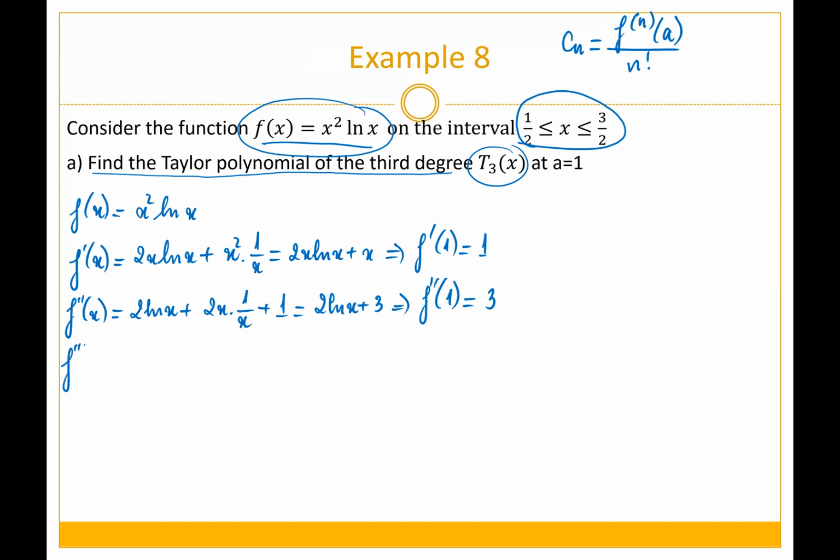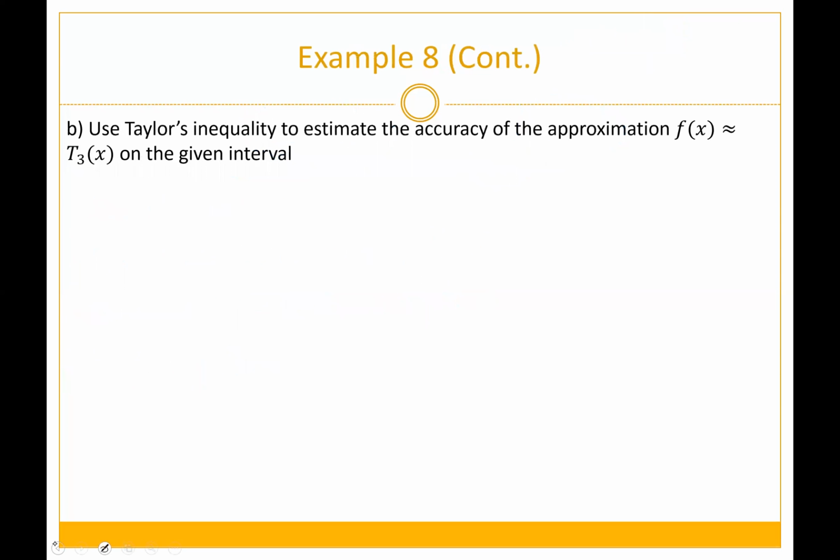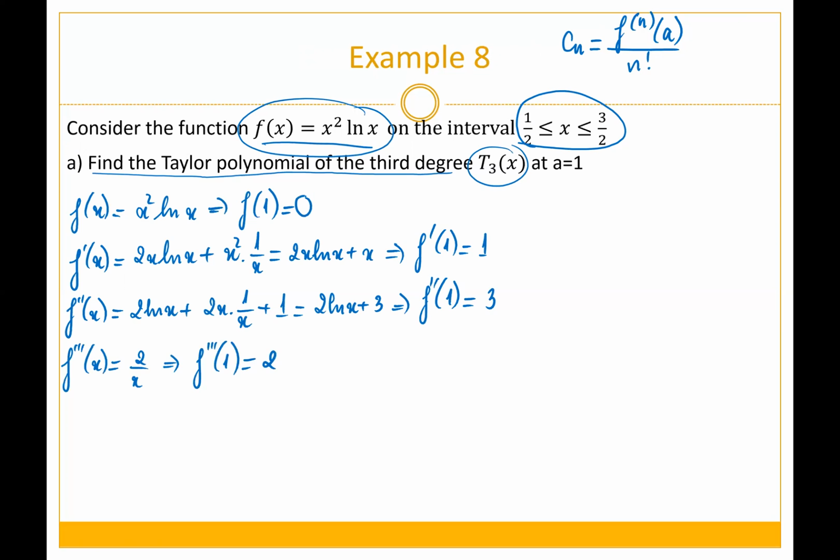Now the third derivative is just 2 over x. And so the third derivative at a, which equals 1, is going to be 2. And you also need f. As n equals 0, it's the zeroth derivative at a, which is just f of 1, which is 0. So your third degree Taylor polynomial is going to be f of 1 plus f prime of 1 over 1 factorial.